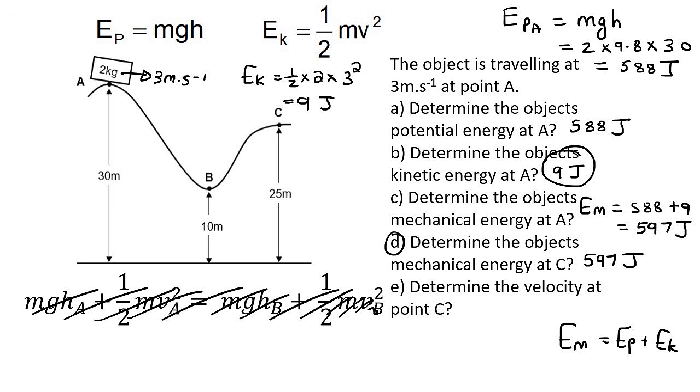The next question says, determine the velocity at point C. Now, there are two ways that you could do this. You could use this formula, or there's a different way. I'll show you both.